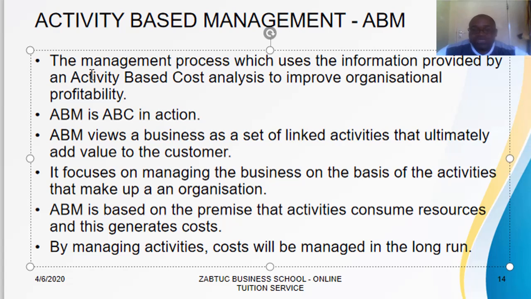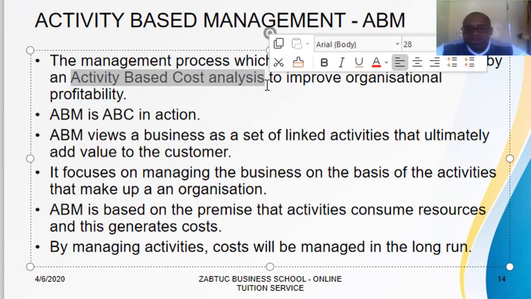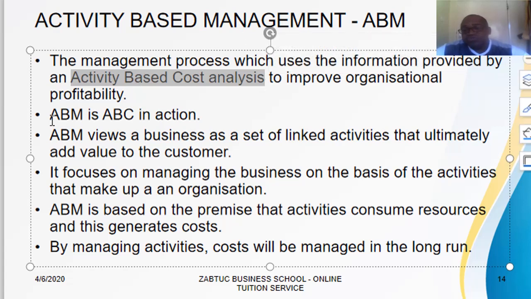So I want you to take note of this, that in ABM we are using information that we generated by the activity-based process. Do what? To improve organizational profitability. So I want you to note that from the beginning we are talking about a model that can help us improve the profitability of the organization. The second point helps us also understand that ABM really is ABC in action. In other words, application of ABC.